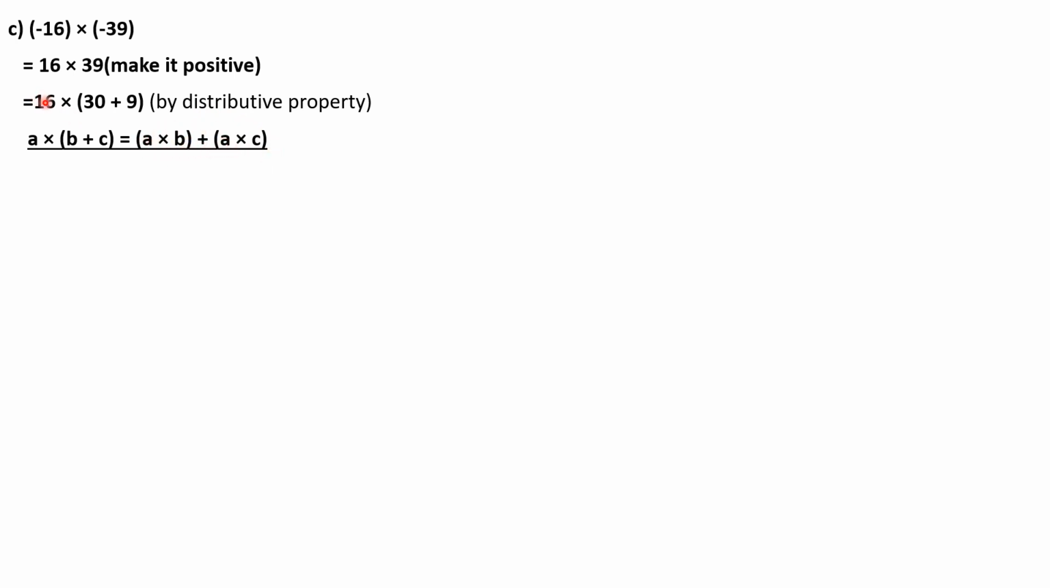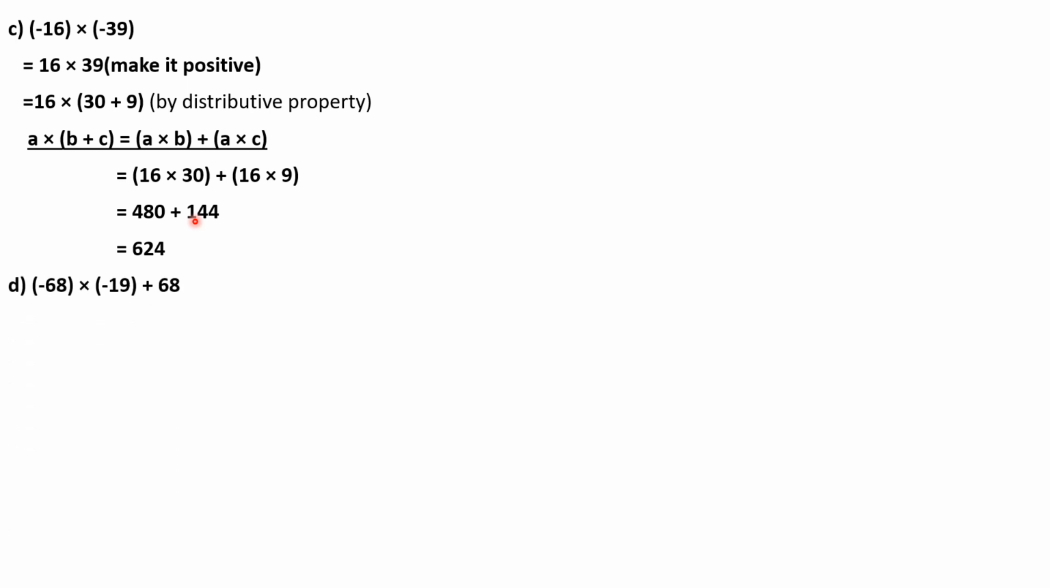Now your A is 16. So put it in the form of the right hand side, that is, the common number is 16. The non-common numbers will be 30 and 9, so B and C will be 30 and 9. Finding out the answer, it is 480 plus 144, which is equal to 624.